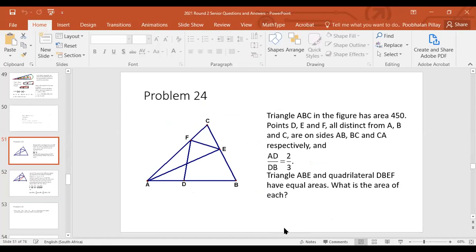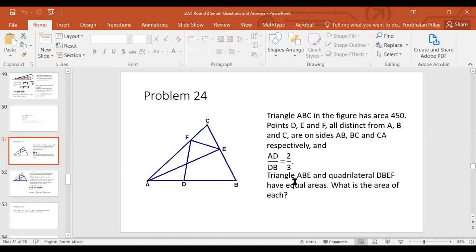It says triangle ABC. You've got a triangle ABC, and they say D, E, and F are 3 points. They don't tell us anything about D, E, and F, whether they're midpoints or what. Anyway, they join a couple of these lines, but they do say that D divides AB in the ratio 2:3, as you can see here. So this is 2 parts and this is 3 parts. And then these things are joined, and they tell you something else too.